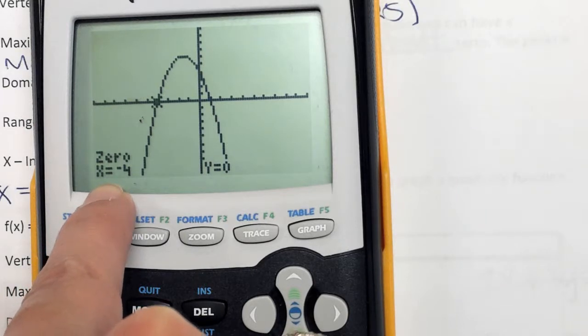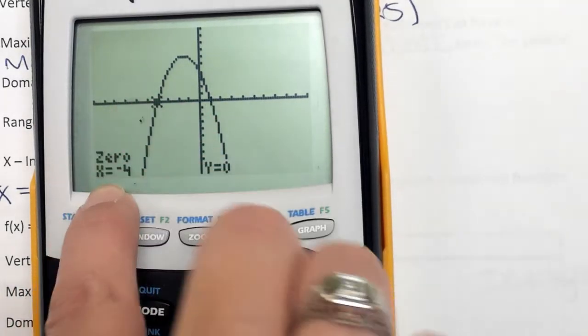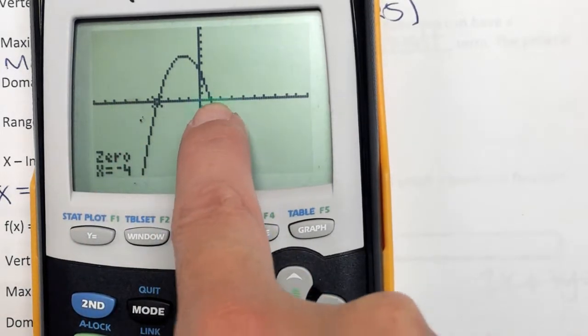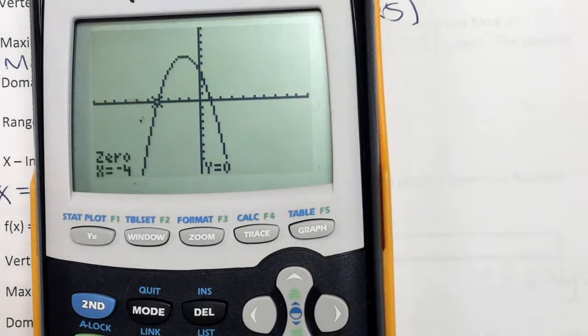I want you to try to find this x-intercept using what I just showed you, okay? Try it on your own. And again, you'll have to do this because sometimes the table won't tell you. So try it on your own. Let me know if you need help.